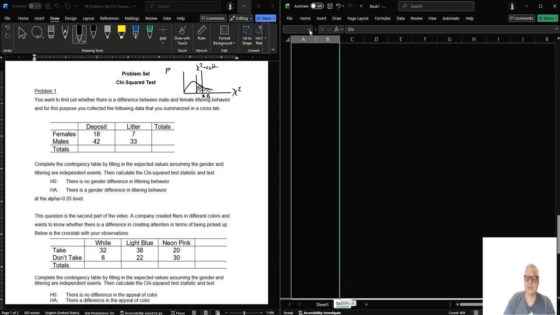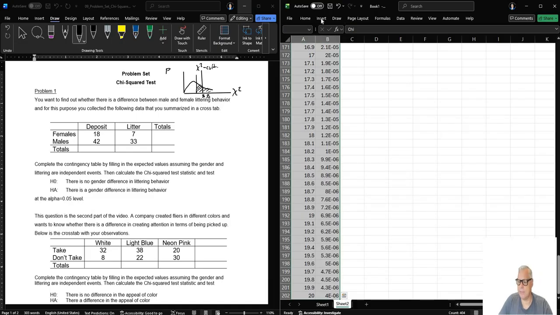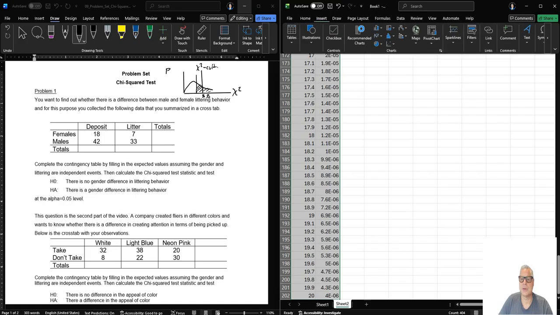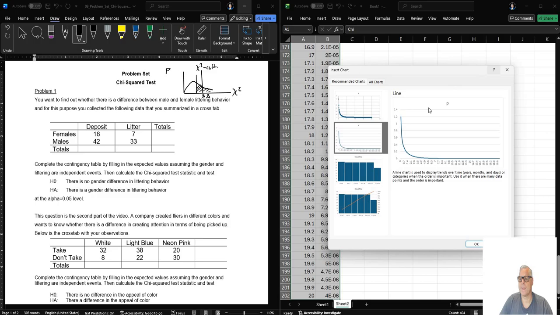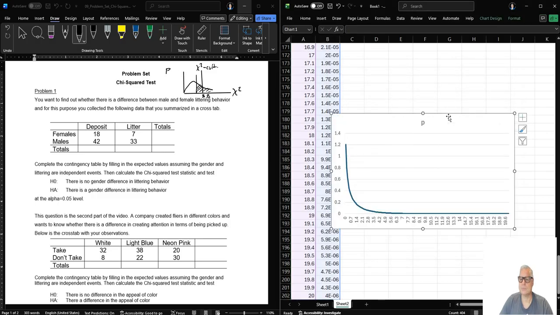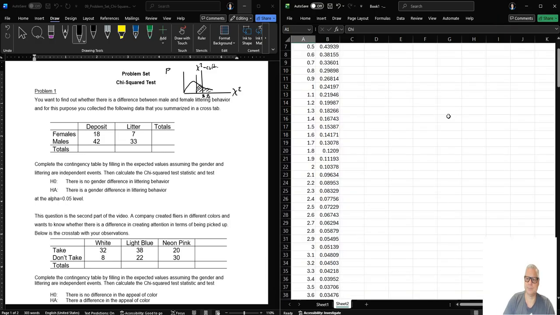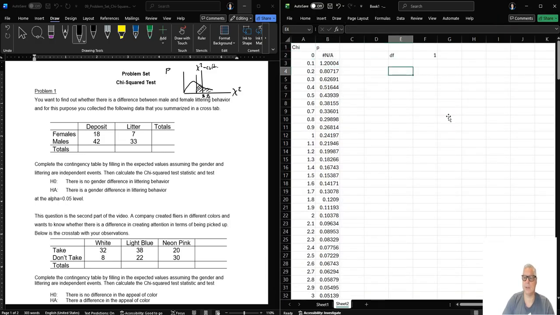And so now let's see what it looks like. Highlight everything, insert, recommended chart. Yeah, it actually looks more like this. And so let's put that maybe quickly here.